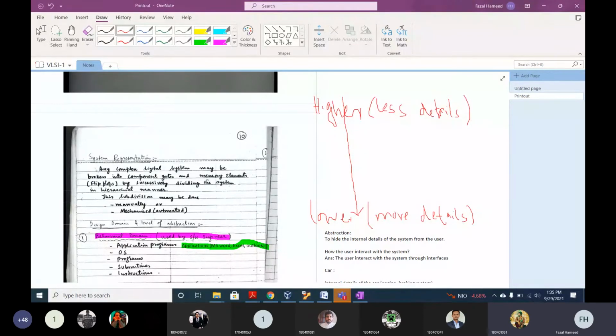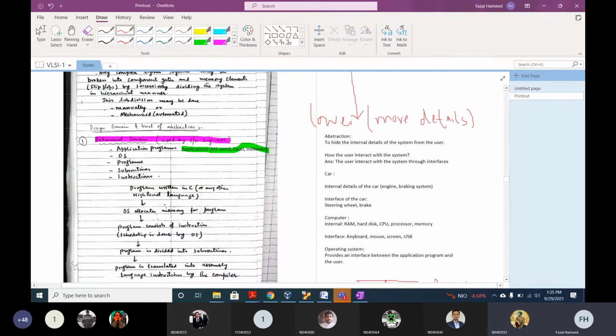And any C, C++ program? High level. At a high level, we have fewer levels of detail, and at a very low level, we have more and more details. So this is a genre of abstraction. At the high level of abstraction, you have less detail, and at a lower level of abstraction, you have more details.